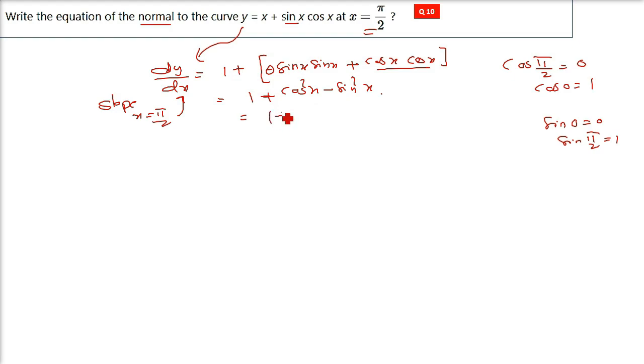We have 1 plus cos square pi by 2 minus sin square pi by 2. So 1 plus 0 square minus 1 square. So 1 minus 1 is going to be 0. So this dy by dx is 0.